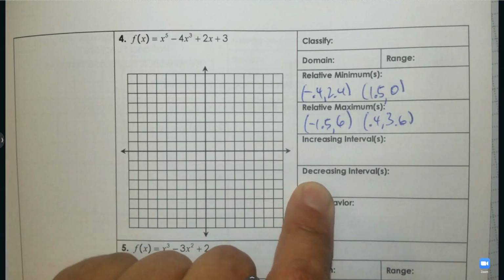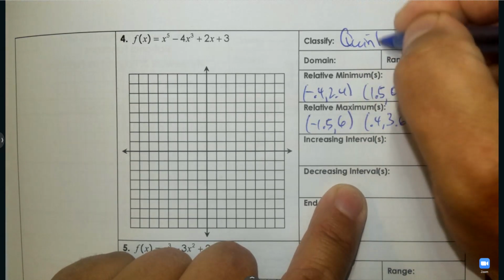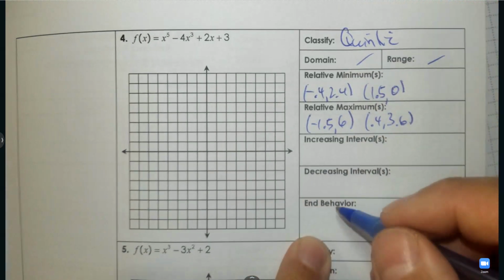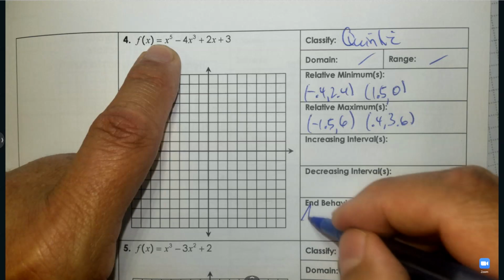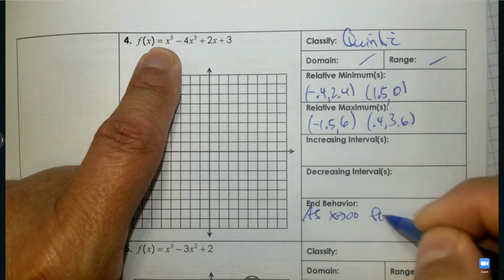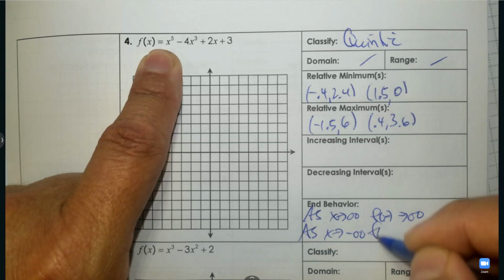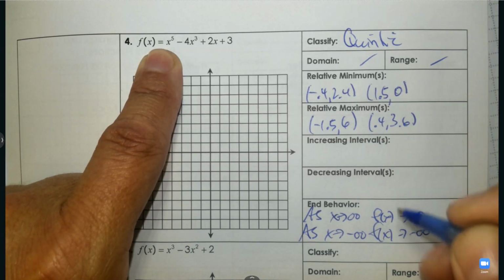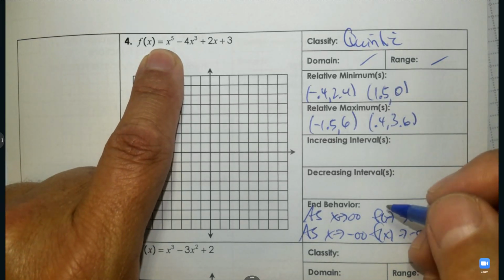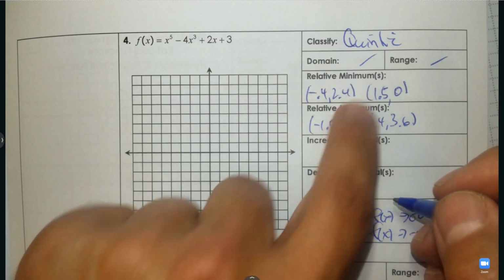So I classify, it's called a quintic. And the end behavior, positive and odd, and we can already see on the graph: the right end goes up and the left end goes down. Increasing, decreasing. Let's put these points on the graph.